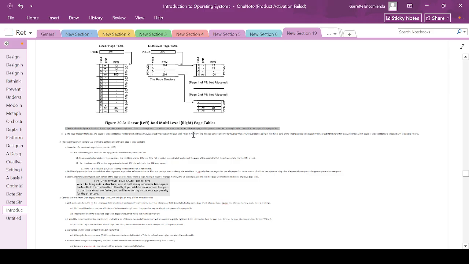So again, we still require page table space for these regions in the linear page table, the middle two pages of the page table. The page directory marks just two pages of the page table as valid, the first and last. Just those two pages of the page table reside in memory, and thus you can see one way to visualize what a multi-level table is doing. It just makes part of the linear page table disappear, freeing those frames for other uses.